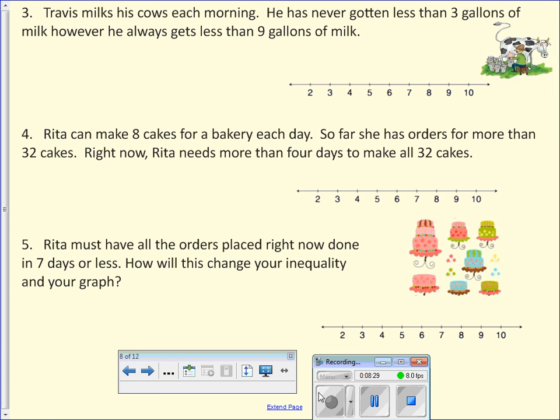Okay. Travis milks his cows each morning. Did all of you remember to milk your cow before you came to school today? Yes.